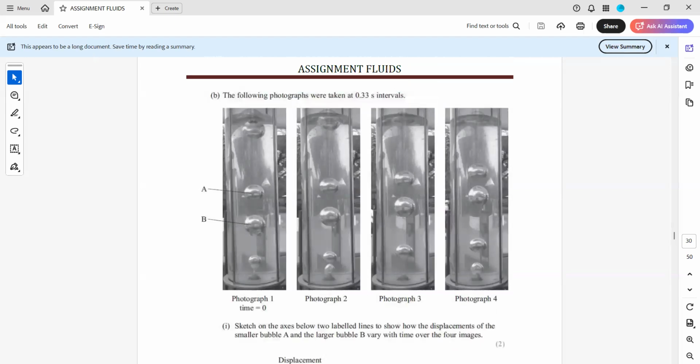So we have these 4 images and we want to sketch the displacement of the small bubble and the large bubble. This B is a large bubble and A is a smaller bubble. You can clearly see the larger bubble is almost catching up with the smaller bubble. Why? Because, as we know, the larger bubble will have a greater drag, but it will also have a greater upthrust.